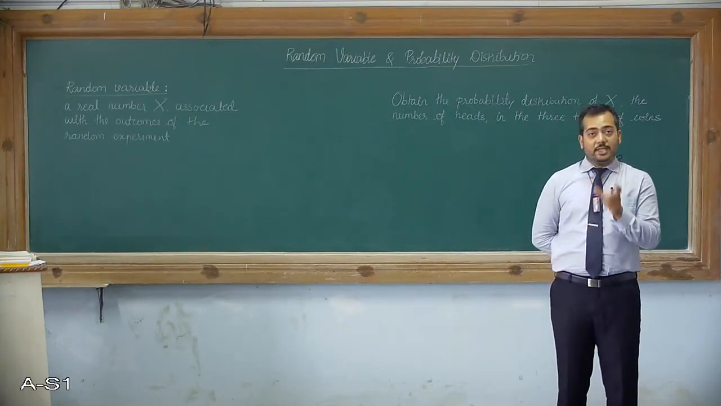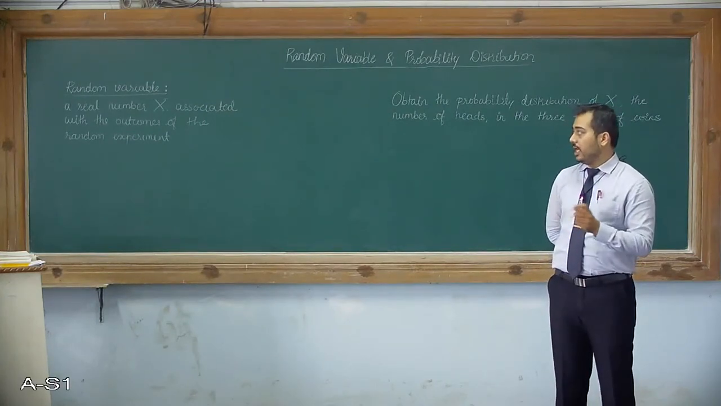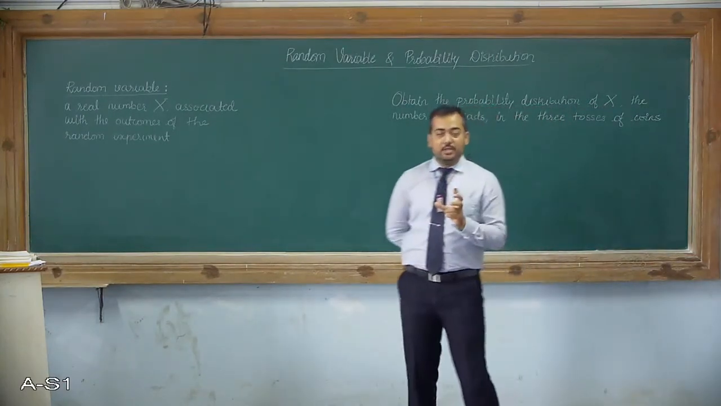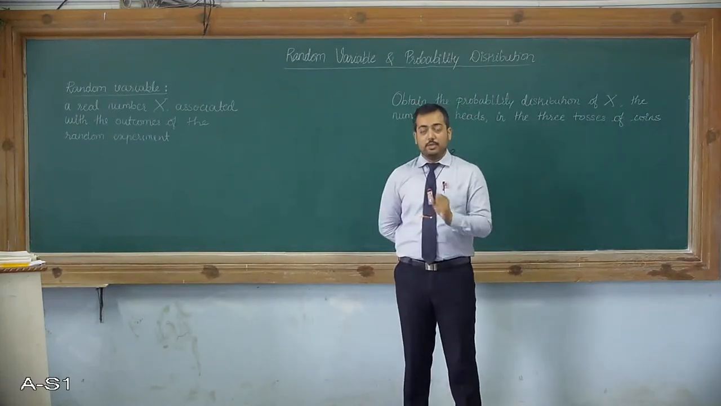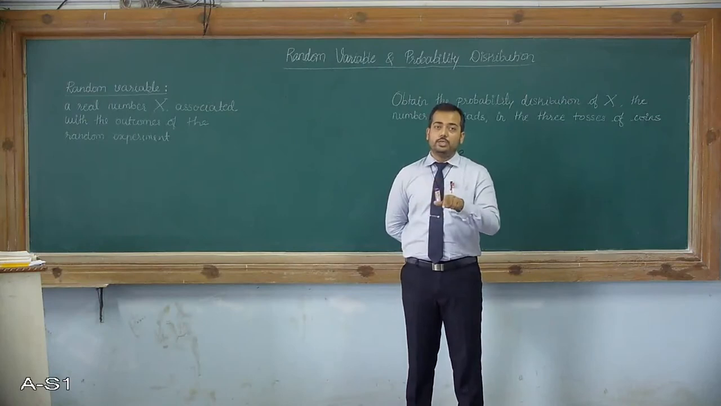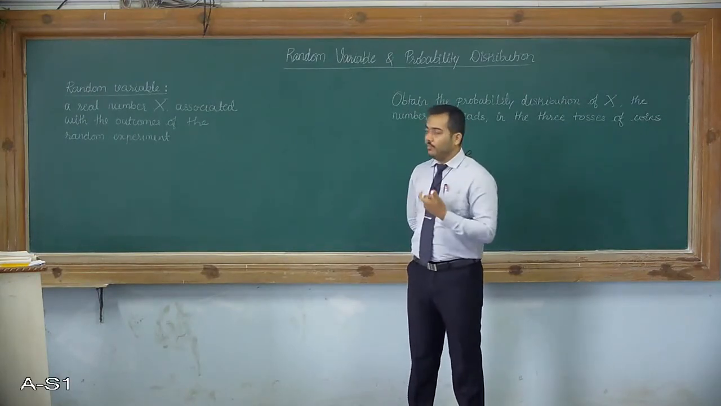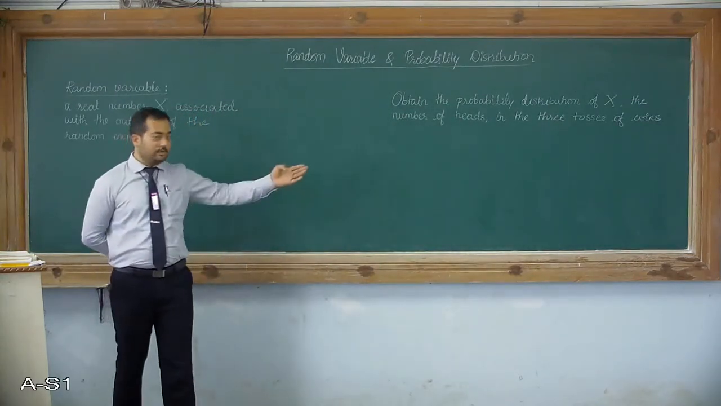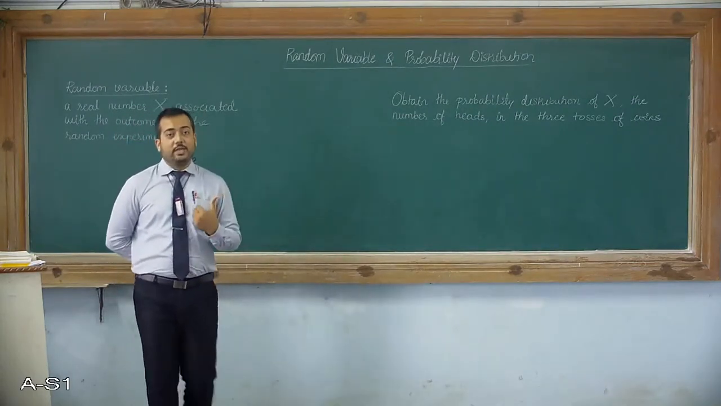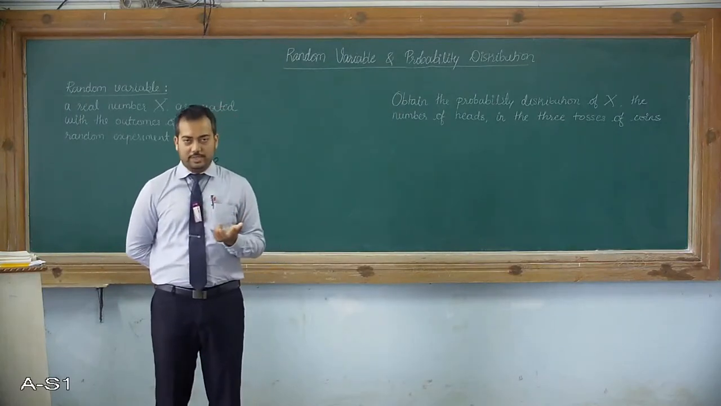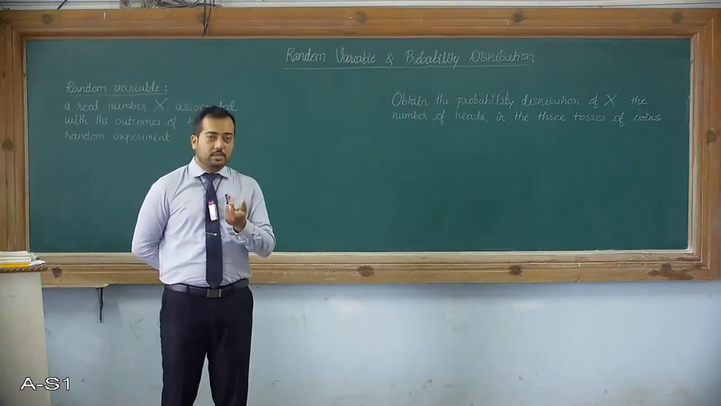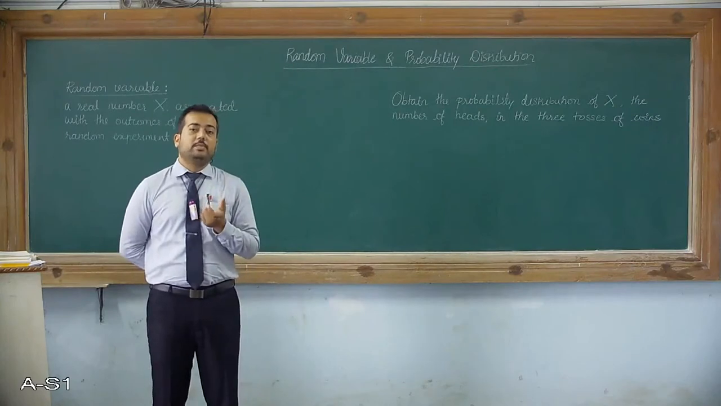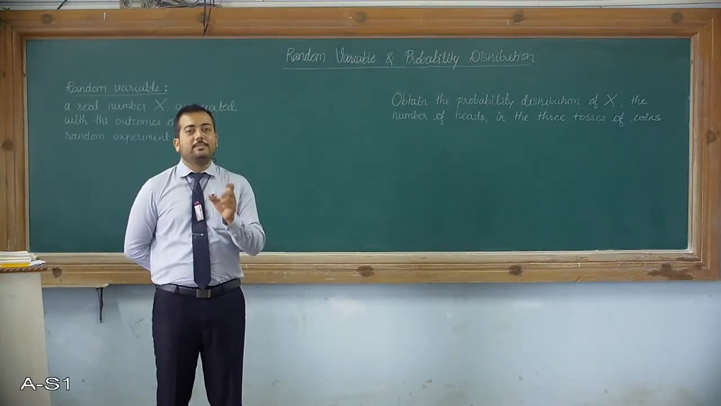Then a real number x which is associated with the outcomes of the random experiment is called as a random variable. So random variable is one real number, which is always an integer number, associated with the outcome of a random experiment. That is called the random variable. For example, we'll be solving an example where the random variable x is the number of heads in toss of 3 coins. Random variable could also be a number on the dice. So there are possible numbers 1, 2, 3, 4, 5, 6. So this random variable has all these values. This is the example of random variable.